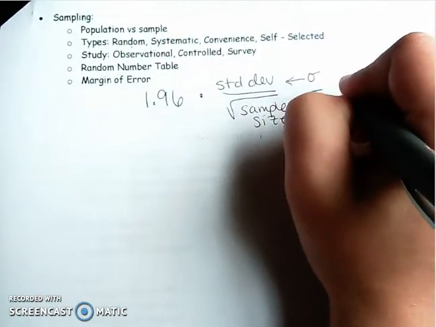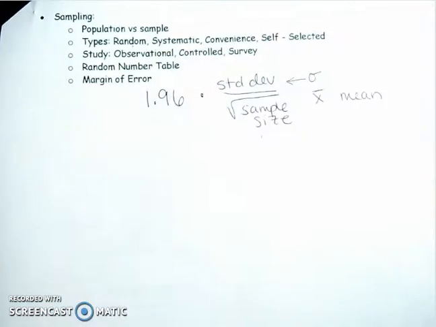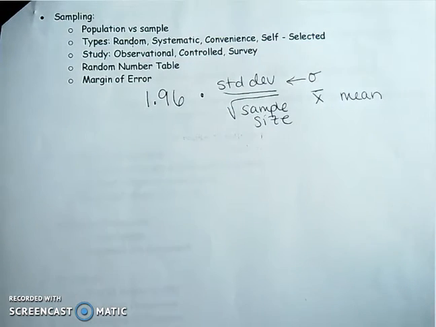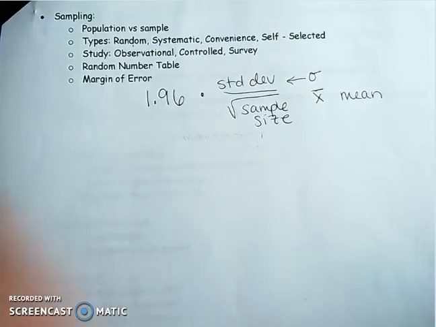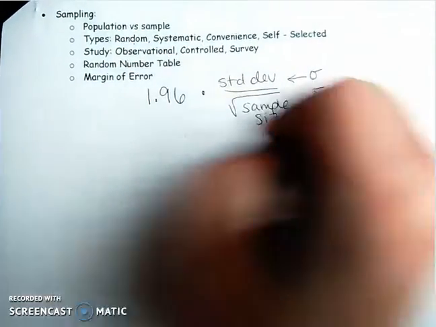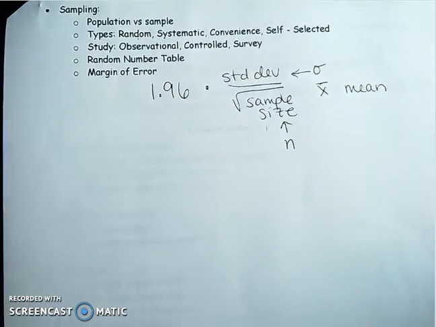X bar is your average or your mean, so that's how far away you're deviating from the mean is what your standard deviation means. And your sample size is nothing more than n. You will use these numbers, plug it in your formula, and then it just tells you how far off the average you can go.